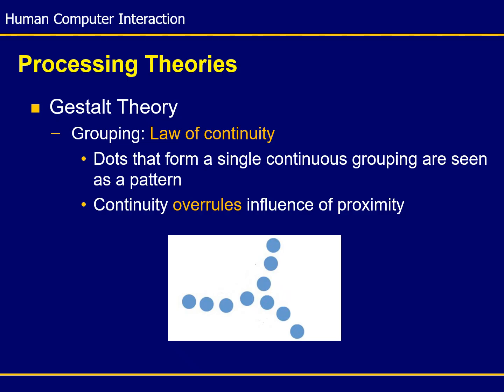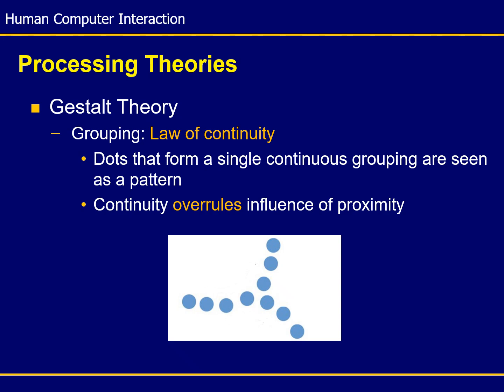In other words, if your eye, or your perceptual processor, can travel after a series of dots to make a path or some kind of pattern, it will do that. It will not try to associate by proximity, but will just continue on following the dots to make some kind of pattern.